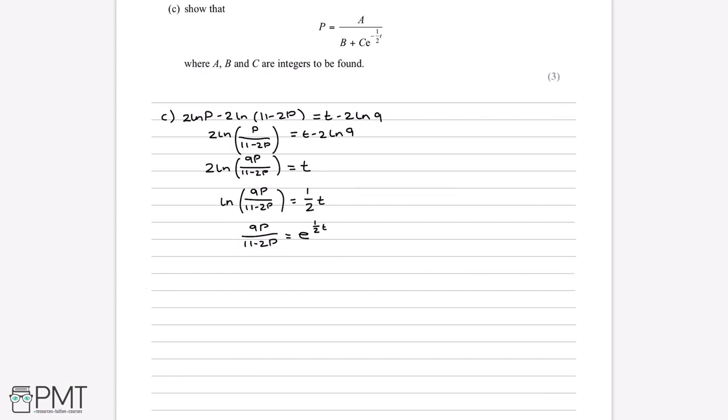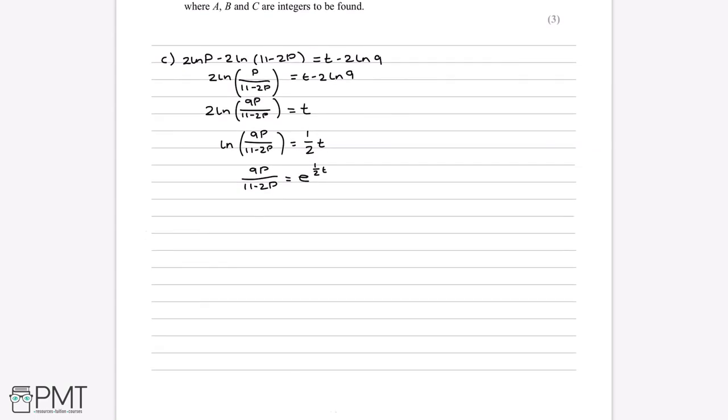So if we want to rearrange this a bit further, if we multiply both sides by 11 minus 2p, so we don't have any fractions, and then multiply out that bracket, doing two steps in one, multiplying out the bracket of 11 minus 2p by e to the power of a half t, we have 11 e to the power of half t minus 2p e to the power of a half t.